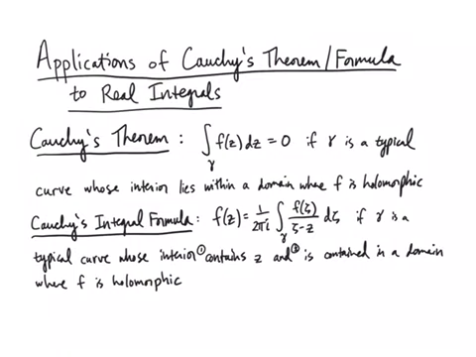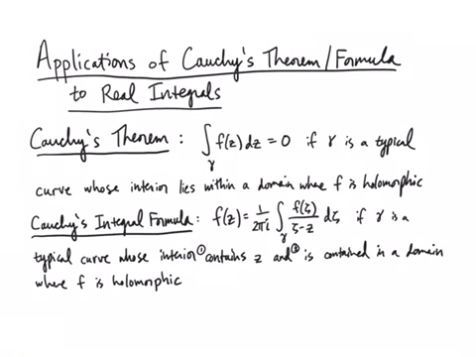Just a reminder, holomorphic means that f is analytic, so f prime exists at every point in this domain, and also that f prime is continuous. In other words, f has continuous partials. Another way to say f is holomorphic is that the partials satisfy the Cauchy-Riemann equations and they're continuous. So that's Cauchy's theorem. If you're in a domain where f is holomorphic, you integrate around a closed curve and you get 0.